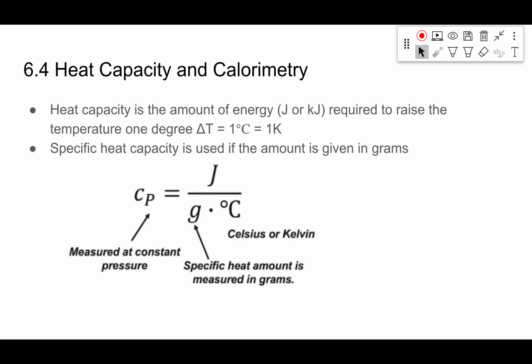So heat capacity is how much energy it takes, and typically it's in joules, but energy is going to be measured in joules or kilojoules if there's a whole lot of energy, required to raise the temperature 1 degree. And it's change in temperature, so it doesn't really matter if it changes 1 degree Celsius or 1 Kelvin because they're equivalent. So if we leave it in Celsius, it's going to be 1 degree if we take the change in temperature. If we change it to Kelvin, it's still going to be 1 degree if we take the change in temperature. And so the temperature unit doesn't matter.